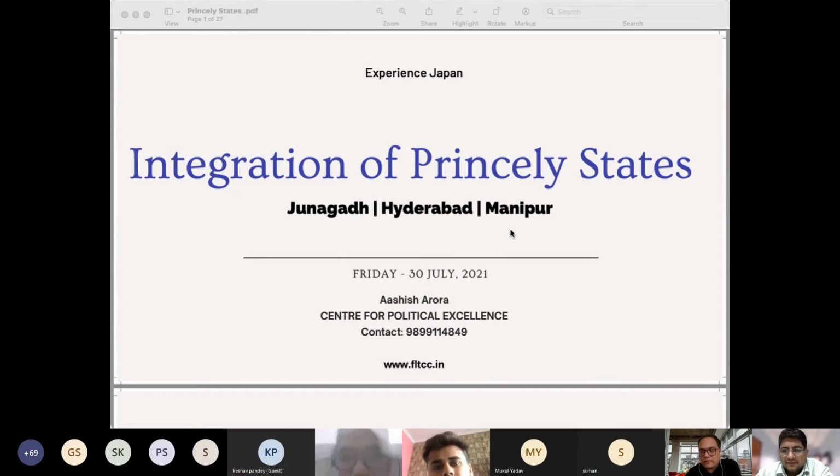The integration of princely states. This is a topic which is fairly important for 12th standard students also, because it's part of their first chapter, the challenges of nation building. And in that chapter also, the CBSE textbook has discussed the integration of Junagadh, Hyderabad and Manipur.